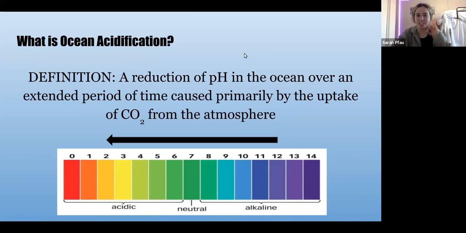So what is ocean acidification? The official definition of ocean acidification is a reduction of pH in the ocean over an extended period of time caused primarily by the uptake of carbon dioxide from the atmosphere.